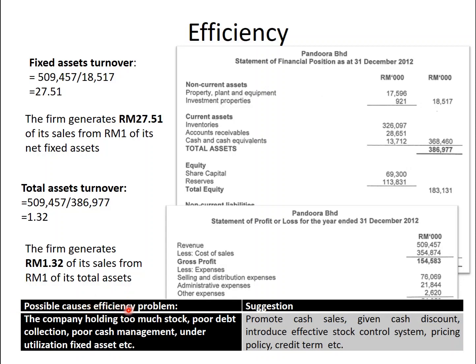Possible causes of efficiency problems: the company holding too much stock, poor debt collection, poor cash management, underutilization of fixed assets, and so on. Suggestions to improve: promote cash sales, give cash discounts, introduce an effective stock control system, pricing policy, and also credit terms, and so on.